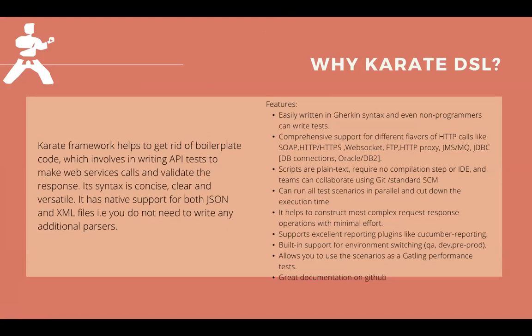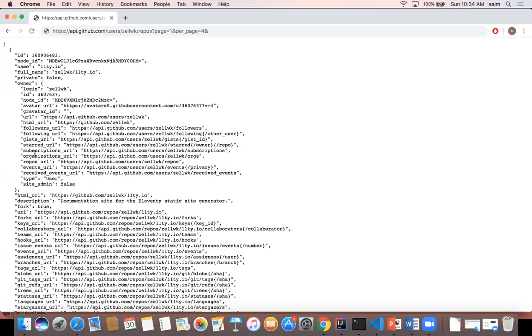So, as I mentioned, it's very easy to write API test cases without writing any amount of code, and no compilation is needed for this. It has very good support for JSON and XML files. As per the community, they call it first-class citizens. When we say first-class citizens, you don't have to write any additional parsers to read the JSON and XML files. As I mentioned earlier, this is a JSON response, and this is in a JSON format.